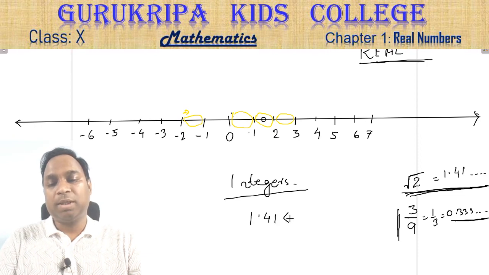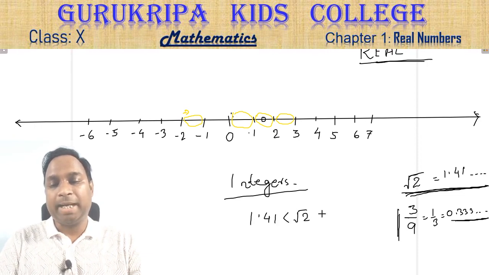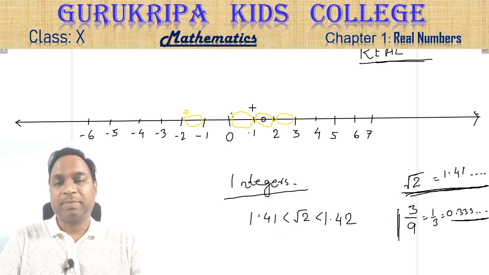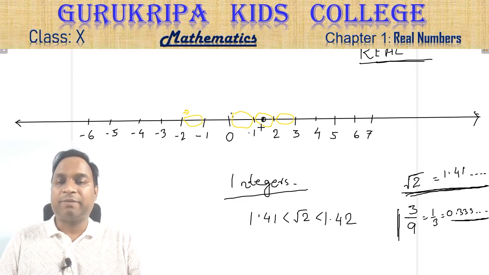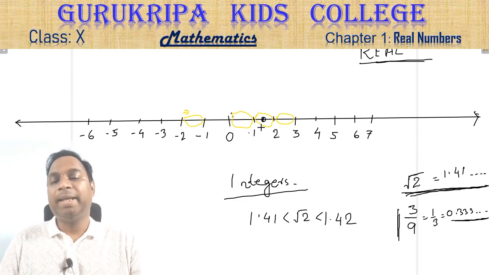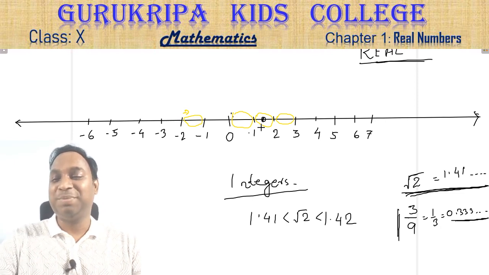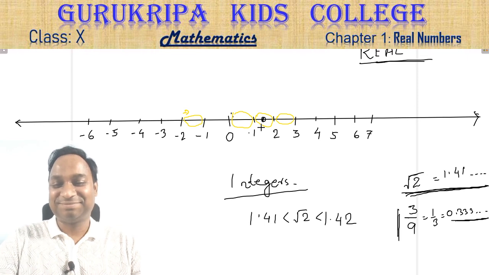Okay. So this number is square root 2. 1.41 is smaller than square root 2. And this is smaller than 1.42. And now it lies somewhere over here. These kinds of numbers are called irrational numbers. In this chapter, we'll study irrational numbers. They do not behave rationally. Strange type of numbers. Okay.